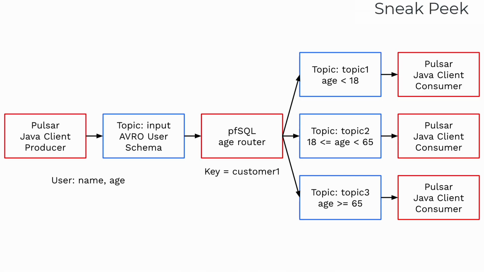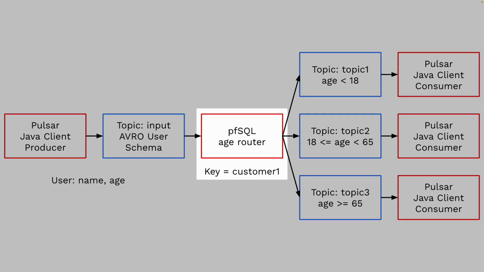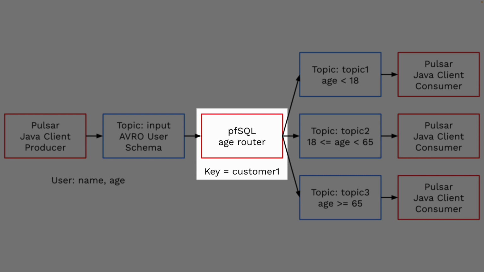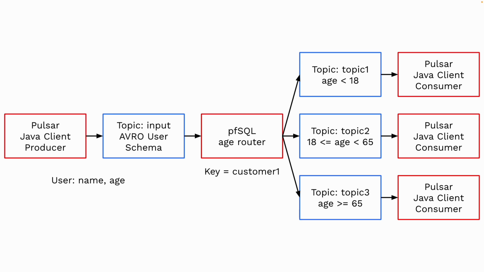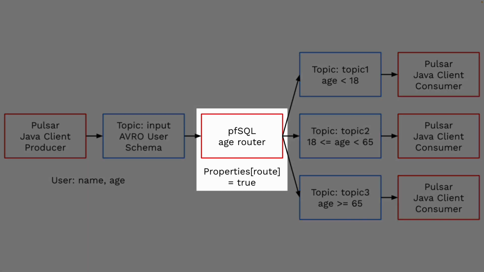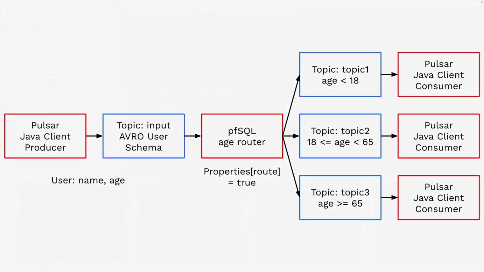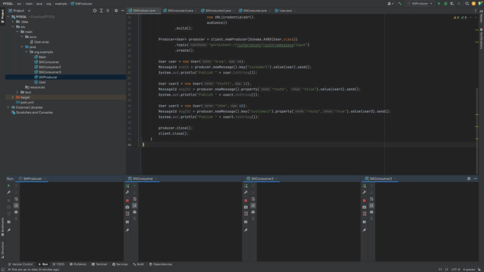You may want to change the routing logic for pfSQL based on the key of the message or the properties of the message. Here I'm going to be routing only messages where the key is equal to customer 1. And then I'll also go through an example where I only route when the route property is set to true. To test this out, I've made a few changes.